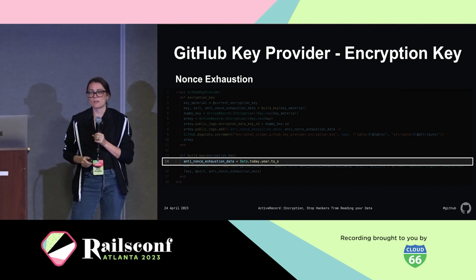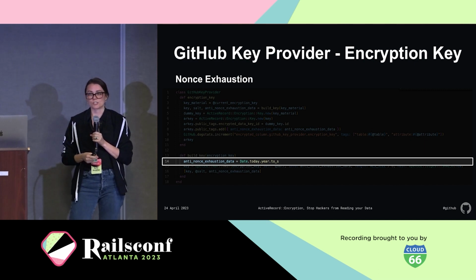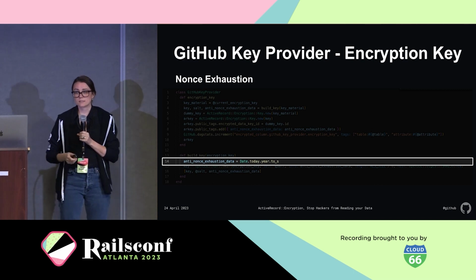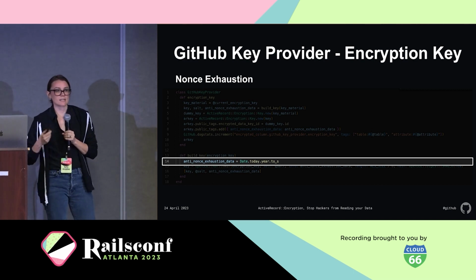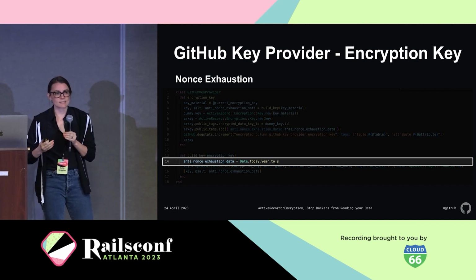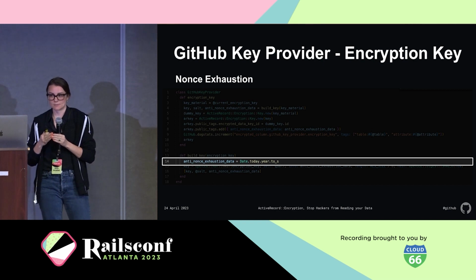You'll see here that we use the current year as a nonce exhaustion preventative. At GitHub scale, we're concerned about generating a duplicate nonce. This is called nonce exhaustion. Nonce exhaustion is the concept that if a nonce and a key are reused together, you'll produce two ciphertexts, which can be XORed to then reveal the XOR of two plain texts.